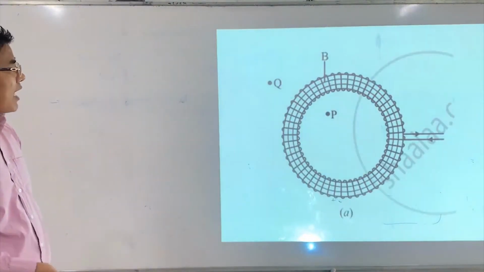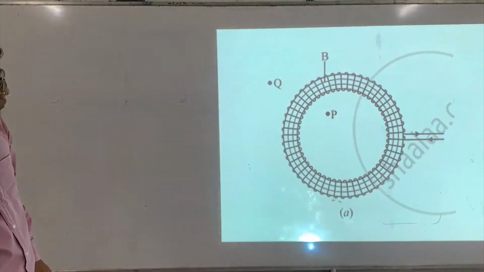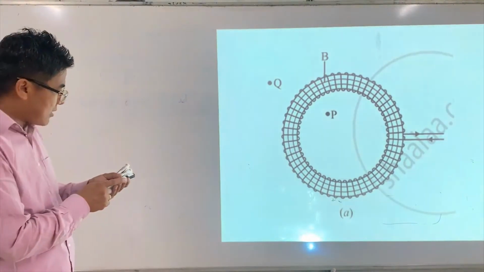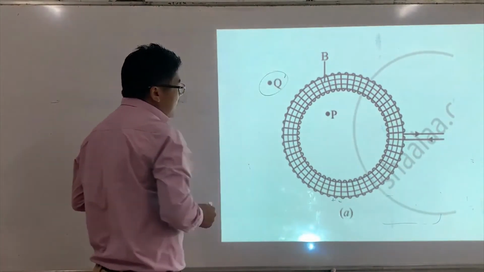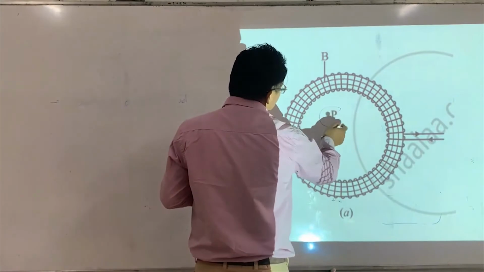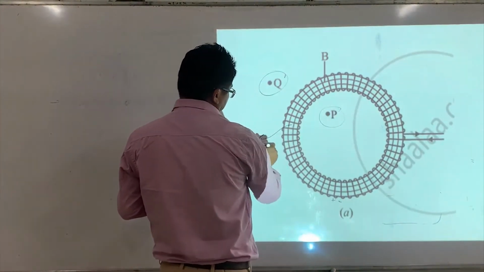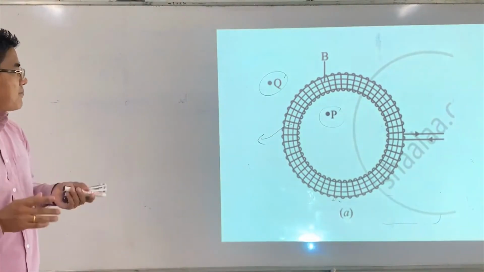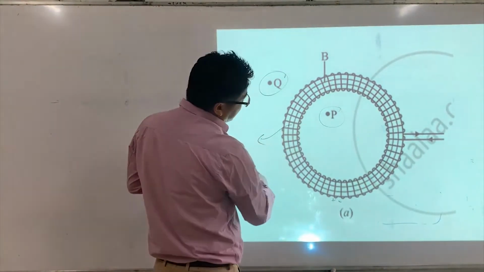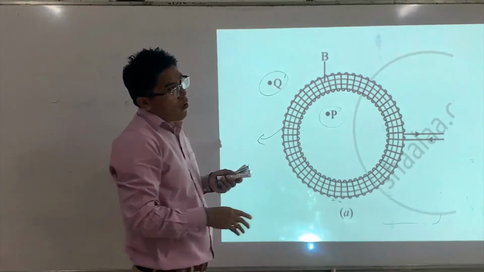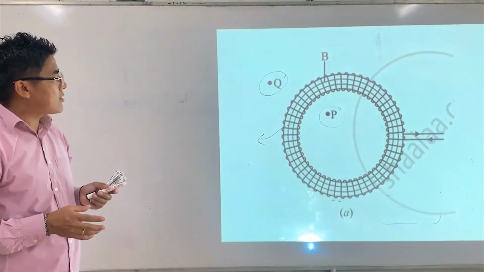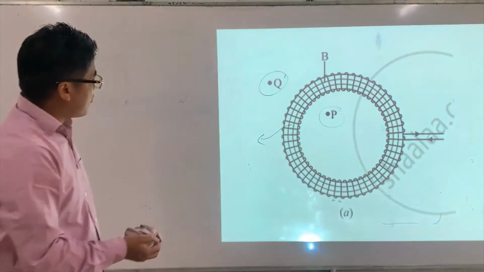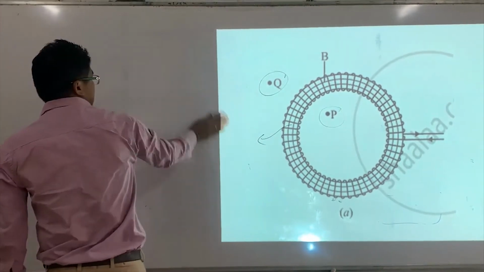Now again I am going to find out the magnetic field due to the toroid. We are going to do three things. First, I would like to find out the magnetic field at Q, then the magnetic field at P, and finally the magnetic field inside the hollow circular ring. And again we are going to apply Ampere's circuital law.